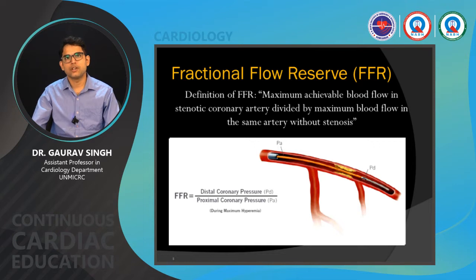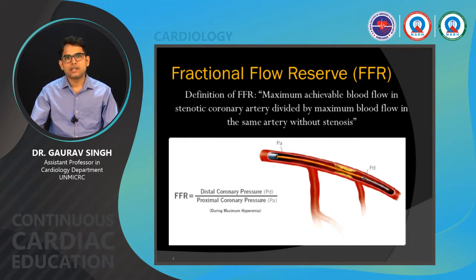So here comes fractional flow reserve. Because of all these limitations, we need a modality to assess the physiology, whether the lesion is significant or not. So what is FFR? By definition, it is the maximal achievable blood flow in a stenotic coronary artery divided by the maximum blood flow in the same artery without stenosis. And how do we do it?